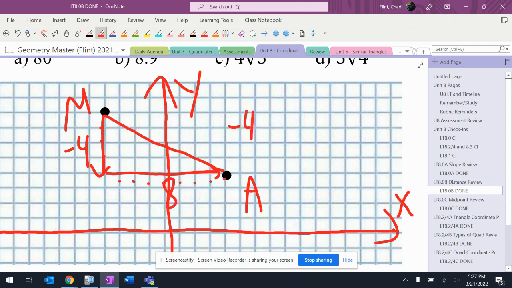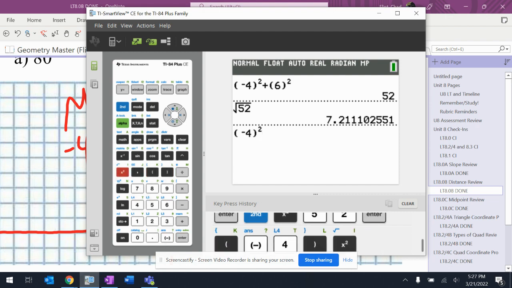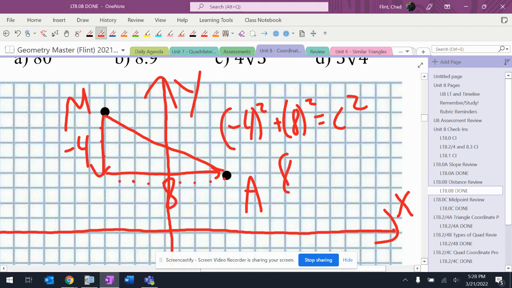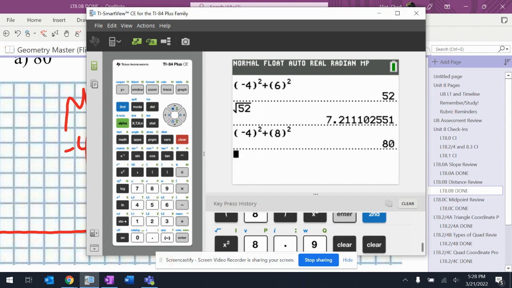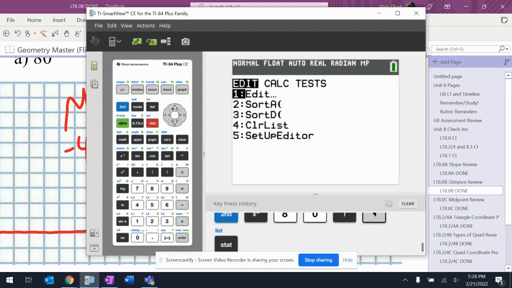All right, so I'd be negative 4 squared plus 8 squared equals c squared. I go to my calculator, negative 4 squared plus 8 squared, and I get 80. I'd take a square root, I get c equals, and then if I take the square root of this, what am I doing? Second square root of 80. I'm hitting all kinds of extra buttons here right now.